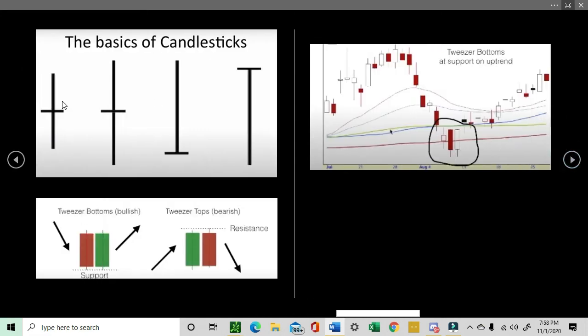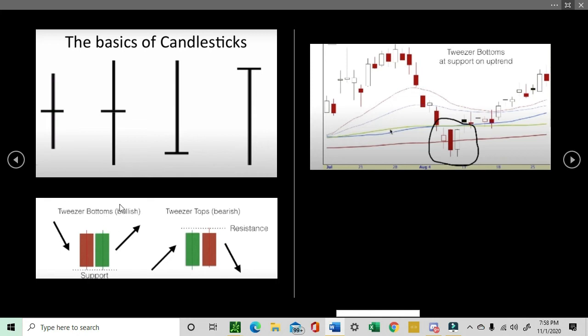So if we come over here, we have a couple dojis. Some are called gravestone dojis, dragonfly dojis, regular dojis, all different types. But I'm going to show you an example of one specific pattern, and then I'm going to leave the rest of the patterns to part 2 of this video. So in part 2, we're going to get into reversal patterns, continuation patterns, candlestick patterns, all different types. So let me show you a little sneak peek of what we're going to be getting into in part 2 of this video. Tweezer bottoms, right?